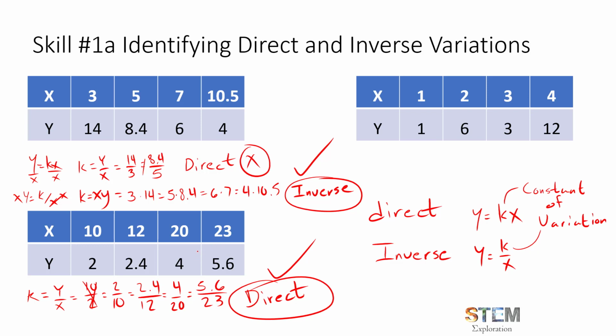There could be some specific geometric patterning, or you could be dealing with other types of functions that are not necessarily going to fit into this. For example, I have this set of data here, and if we check y over x for direct variation, we have 1 over 1, 6 over 2, 3 over 3, and 12 over 4. We see that it works out for every other one, but not for the whole thing.